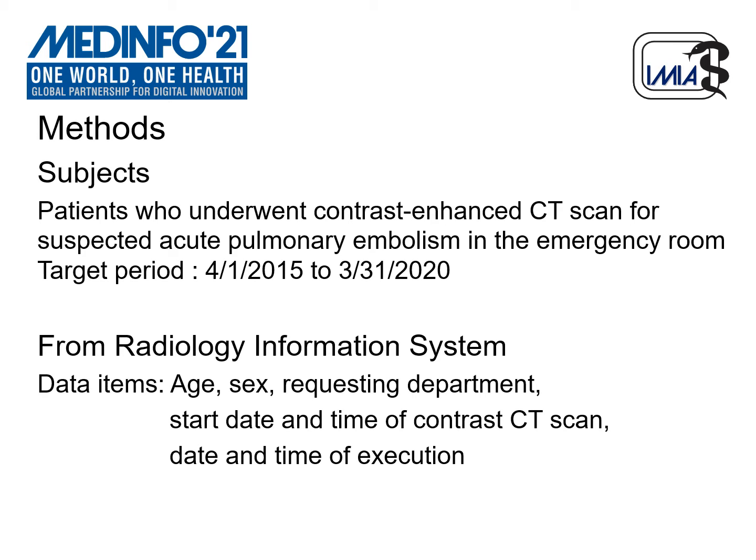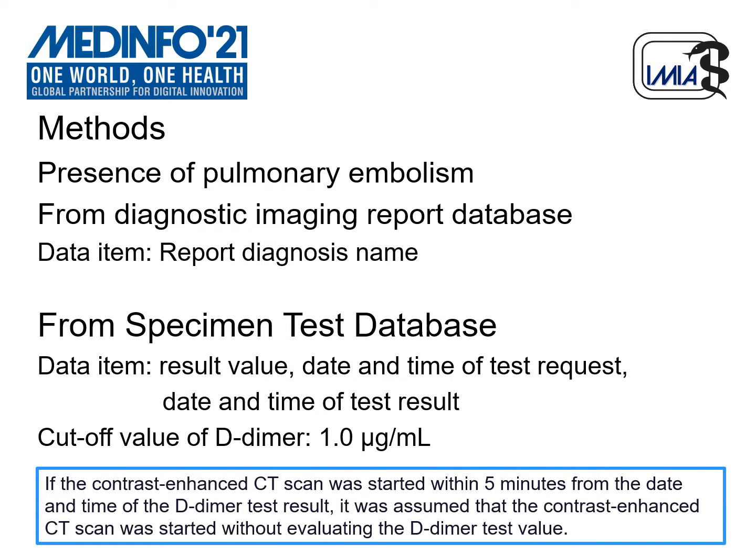This is a slide showing the method. The time period and patient target look like this. Patients who underwent contrast-enhanced CT scan for suspected acute pulmonary embolism in the emergency room. These data items were extracted from the radiology information system. To determine whether a patient had pulmonary embolism or not, we extracted the disease name from the Diagnostic Imaging Report database. These data items were extracted from the specimen test database.